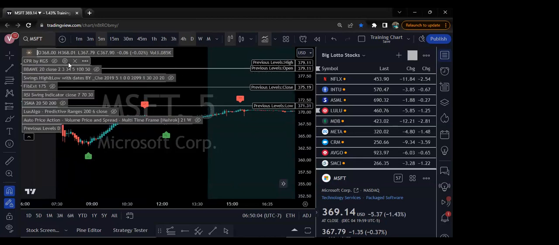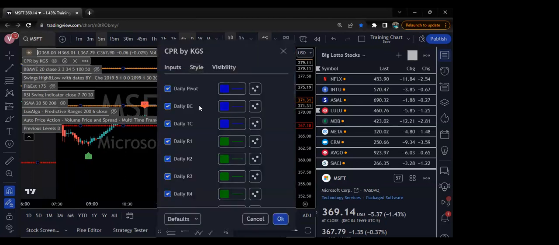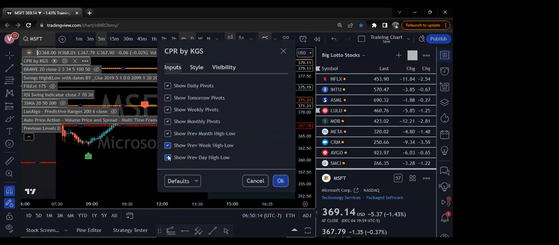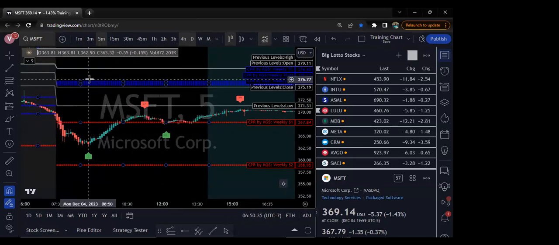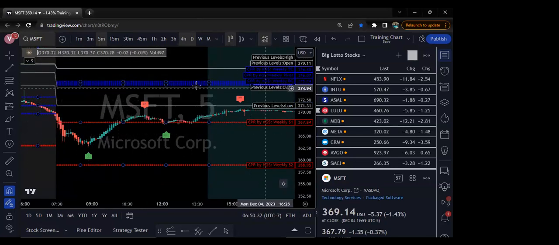So if you're using, let's say CPR, so using the weekly levels, always have something that is showing you where this stock is supposed to go, so that if it's rejecting, you know your trading calls back up. So this is the weekly levels. This stock, Microsoft, has a narrow CPR.